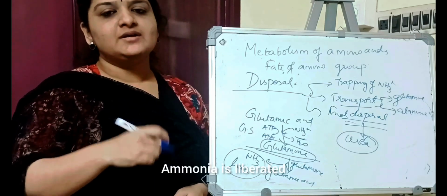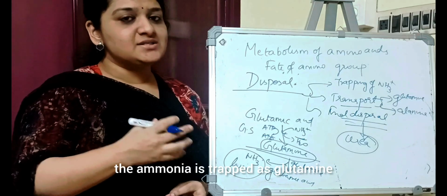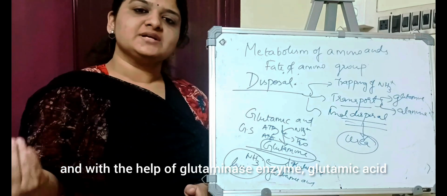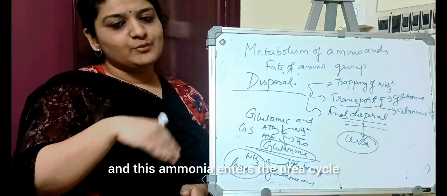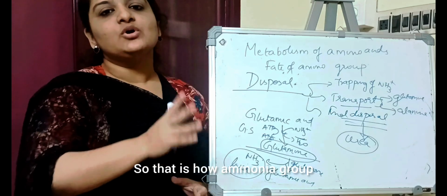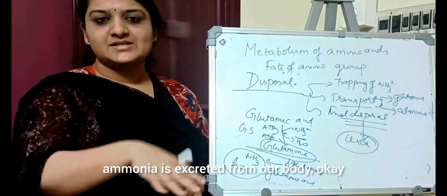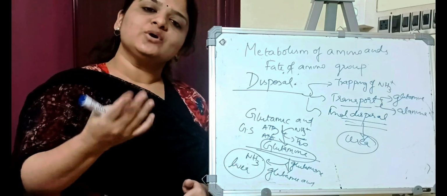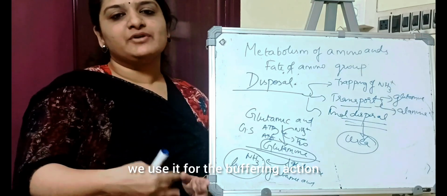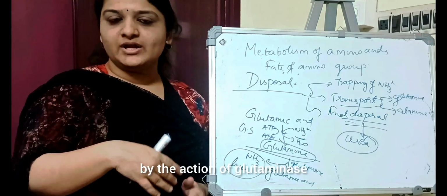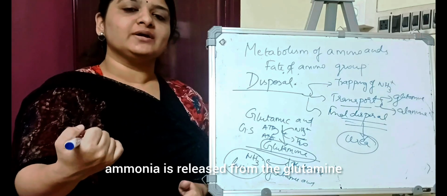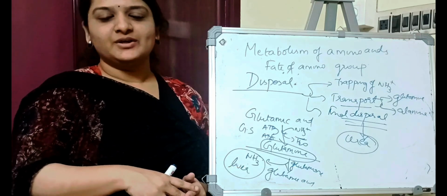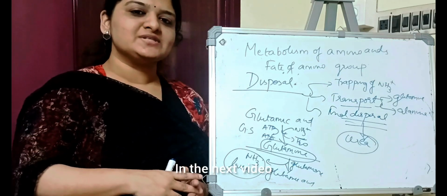The ammonia is liberated. Then ammonia is trapped as glutamine, and with the help of the glutaminase enzyme, glutamic acid and ammonia are liberated in the liver, and this ammonia enters the urea cycle. That is how ammonia is excreted from our body, because ammonia is highly toxic. But in the kidney cells, though ammonia is toxic, we use it for buffering. By the action of glutaminase, ammonia is released from glutamine, and we use it for the acid-base balance. So that's about transamination. In the next video, we will see the urea cycle and its disorders.